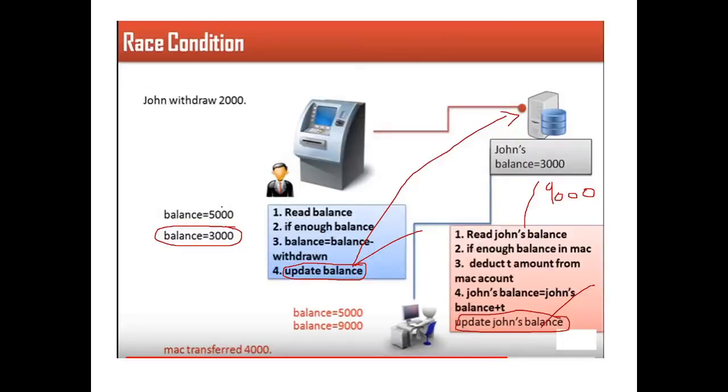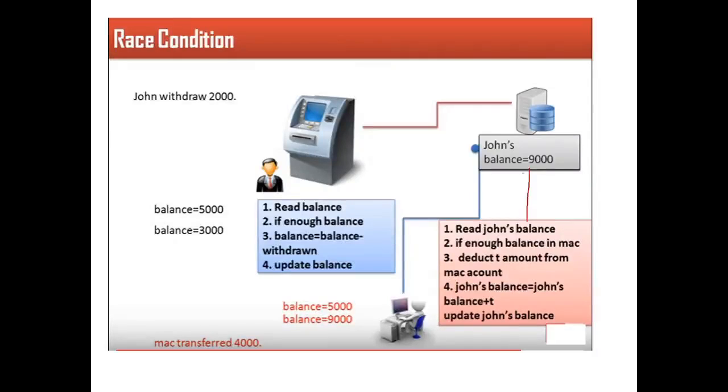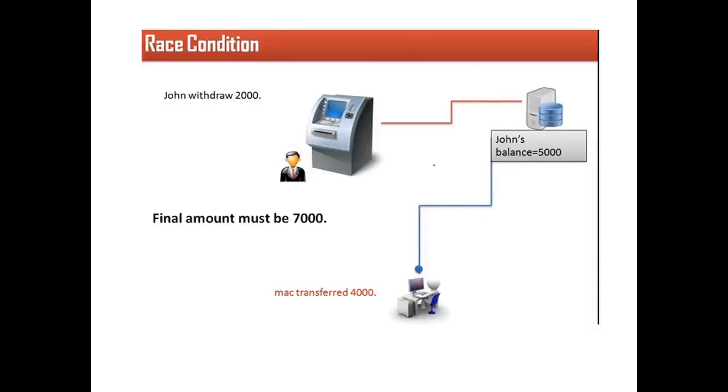See, John has a balance of 5,000, he has withdrawn 2,000, and the balance should be 3,000. But in between, the Mac process interrupted, and before updating on the database server, it read the value 5,000, and after transferring 4,000, now it is showing 9,000. So the final amount must actually be 7,000.